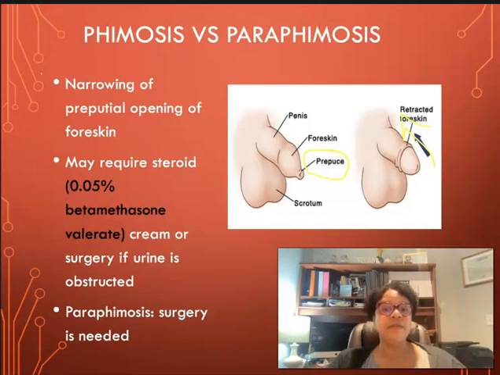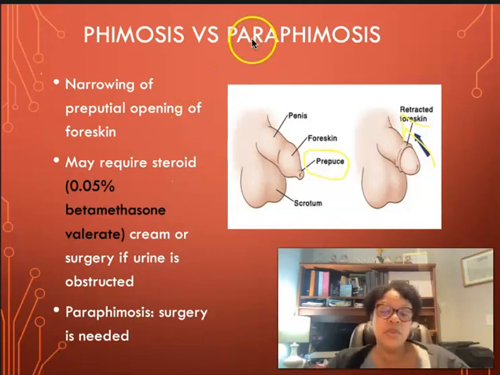So with paraphimosis, the difference between that and phimosis is that with paraphimosis, there's a strangulation. So we're not really going to wait on that one. They're going to have to go in and do the surgical procedure.